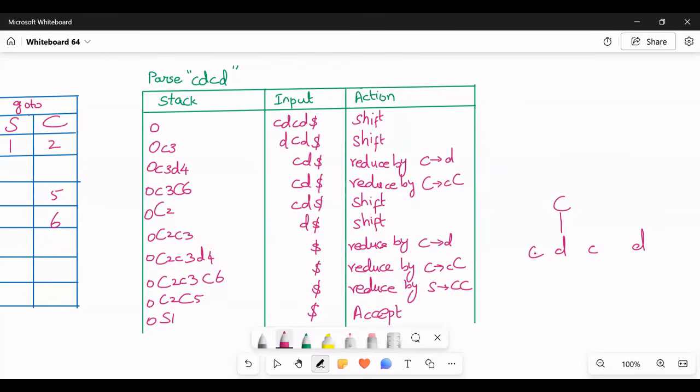Actually, this is small letter c. Small c and capital C is reduced to capital C. Then D is reduced to capital C. Then small c, capital C again reduced to capital C. Then these two C's are reduced to S. So from the string, we are getting the start symbol of the grammar, or we can say that the parse tree is constructed from bottom to top.